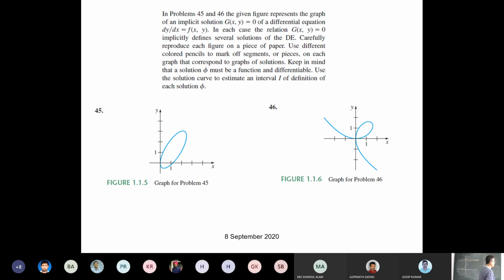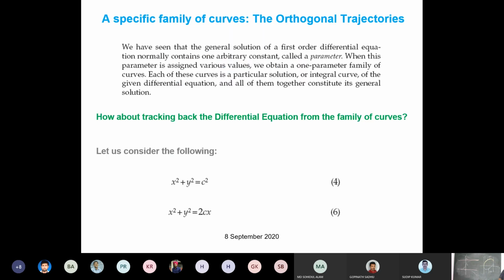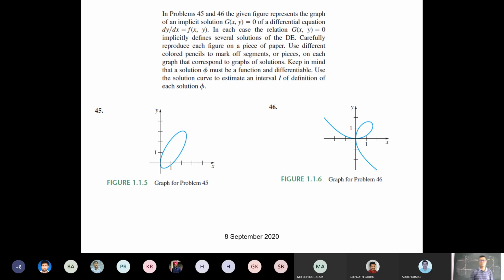So now, what I'm going to do is come to a specific family of curves. You may have done it earlier: orthogonal trajectories. Okay, so can you tell me what is an orthogonal trajectory? Yeah, somebody please unmute and tell me.